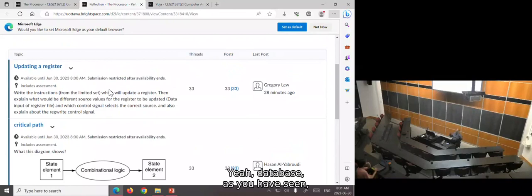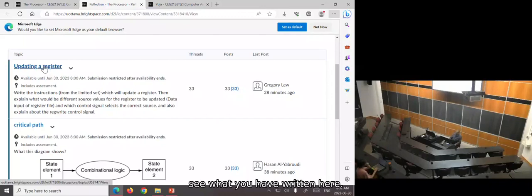So as you have seen, we try to implement a datapath and later a controller for a single cycle processor for a limited set of instructions, not the whole instruction set, which would be almost similar. The concept would be similar, but for the sake of simplicity, we just selected a set and then we try to implement them. So let's go to reflections, see what you have written here.